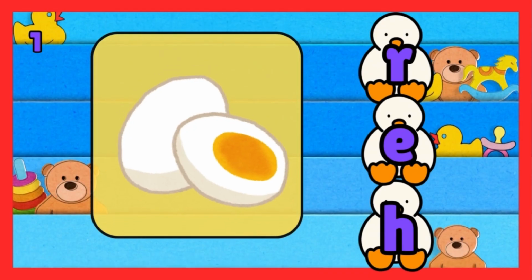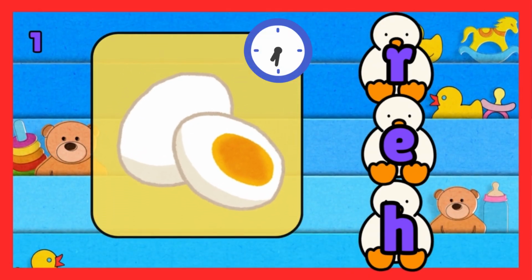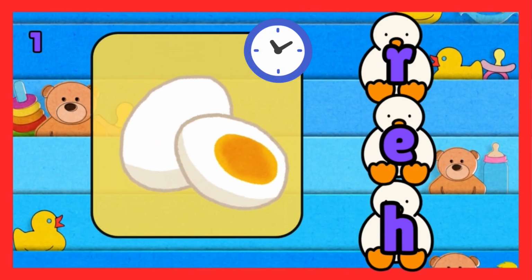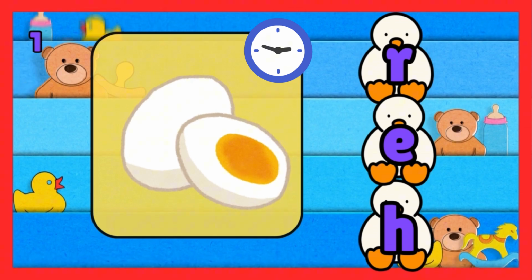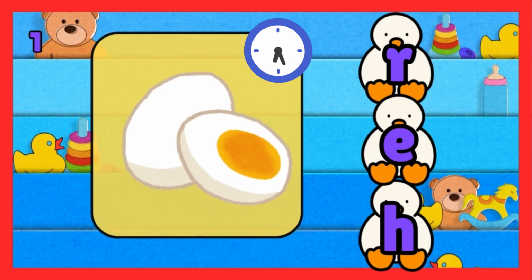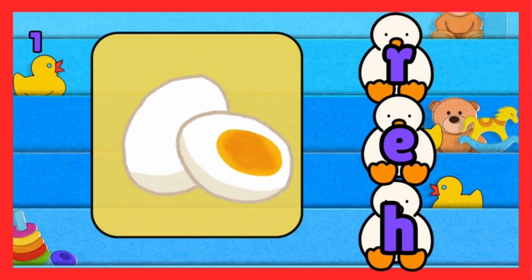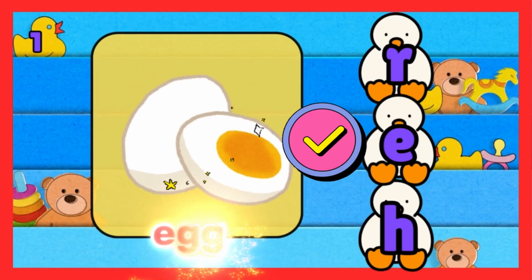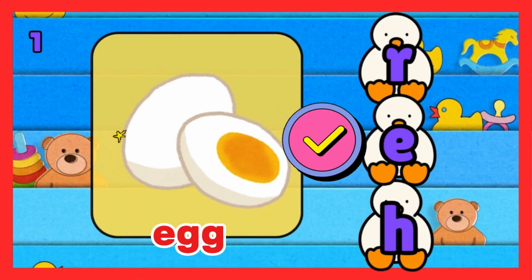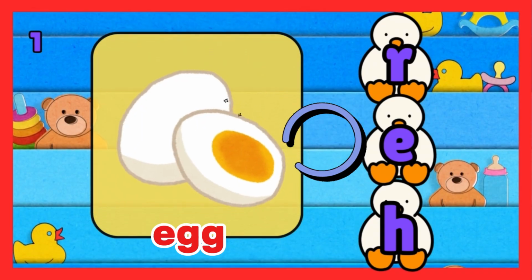What's the beginning letter of the word egg? The beginning letter is E. That's right. The word egg begins with the letter E.